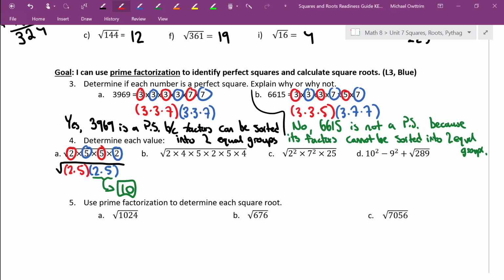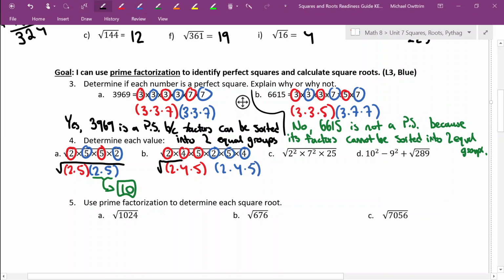Again, we want to be careful with selecting every second factor. So the first 2 can go in the first group, and the second 2 can go in the second group. The first 4 can go in the first group. The second 4 can go in the second group. And the first 5, I don't know why I'm using green there. First 5 can go in the red group, there we go. And the last 5 can go in the blue group.